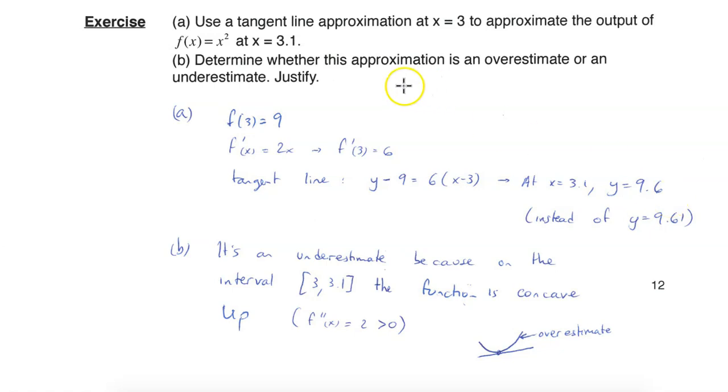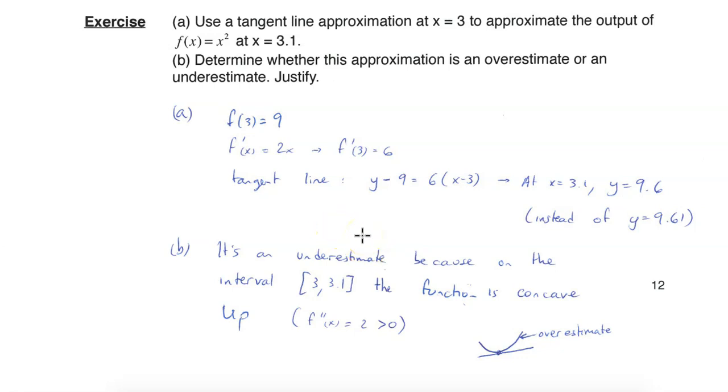A classic question in AP Calculus AB is to ask whether our result is an overestimate or an underestimate, and they will ask you to justify using calculus. This classic question will come in situations where we are not able to compare with the real answer. Here we were able to find that the real answer is 9.61, but we won't be able to do that always. So ours is an underestimate, right? We got 9.6 instead of 9.61. So how do we justify that?